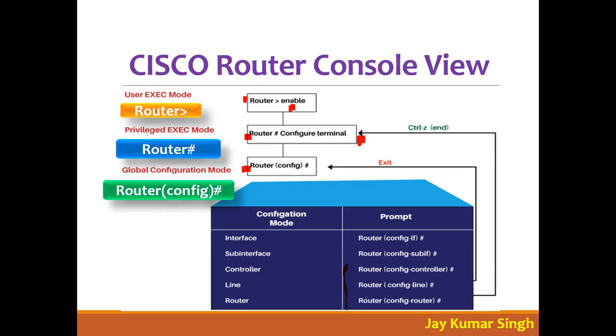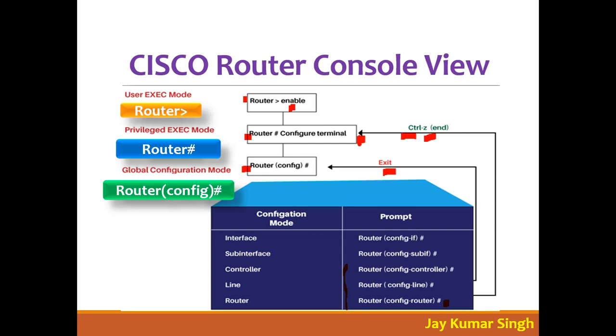Suppose I want to go back. You have two commands: either you type exit, or end, or Control Z or Control C. If I type Control Z or Control C, wherever I am, it will go directly to privilege mode. But if I type exit, it will come one step back at a time. When you say end from the bottom, it takes you to privilege mode. When you exit, it comes according to the layers.